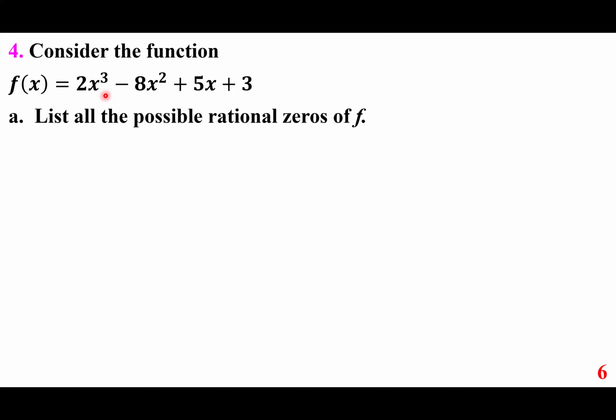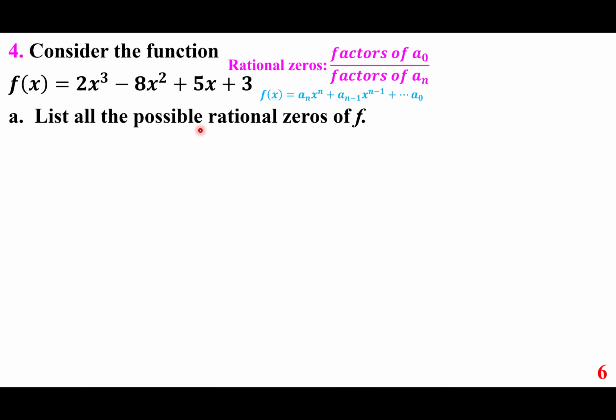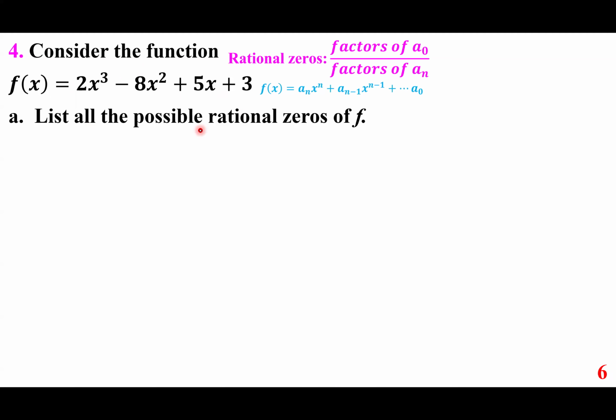Consider the function f of x equals 2x cubed minus 8x squared plus 5x plus 3. List all the possible rational zeros of the function f. So what is the rational zero theorem? According to the rational zero theorem, if there is any rational root, then it would be factors of a sub 0, the constant, divided by factors of a sub n, in this case 2.